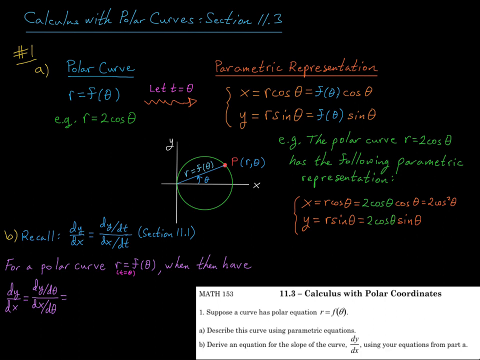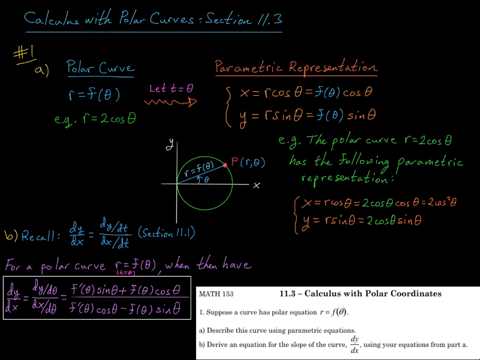Since I now have these expressions for x and y up above, I can go ahead and differentiate those with respect to theta, and I'm going to have to use the product rule. For dy/d theta, I'm going to take the derivative of f, and that's going to give me f prime of theta, and then multiply that by sine of theta. Then I'm going to add to that f of theta times the derivative of sine, and that's cosine theta. So this expression is dy/d theta, and that's our numerator.